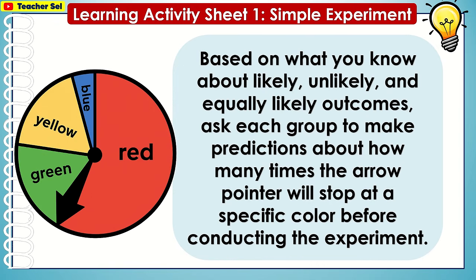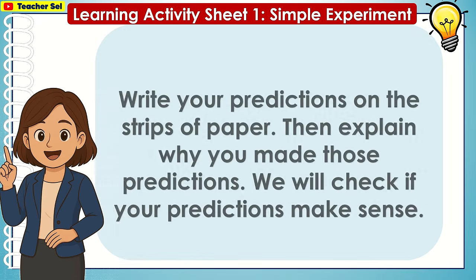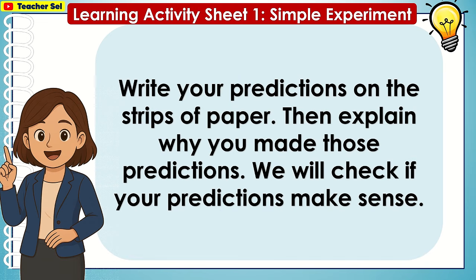Based on what you know about likely, unlikely, and equally likely outcomes, ask each group to make predictions about how many times the arrow pointer will stop at a specific color before conducting the experiment. Write your predictions on the strips of paper, then explain why you made those predictions. We will check if your predictions make sense.